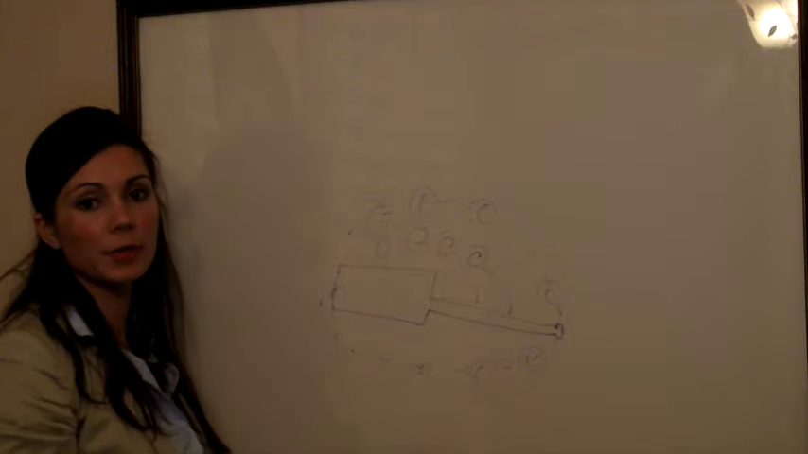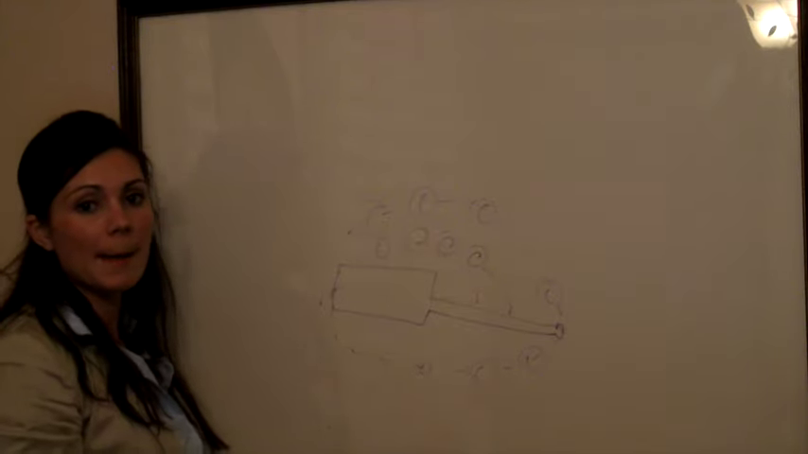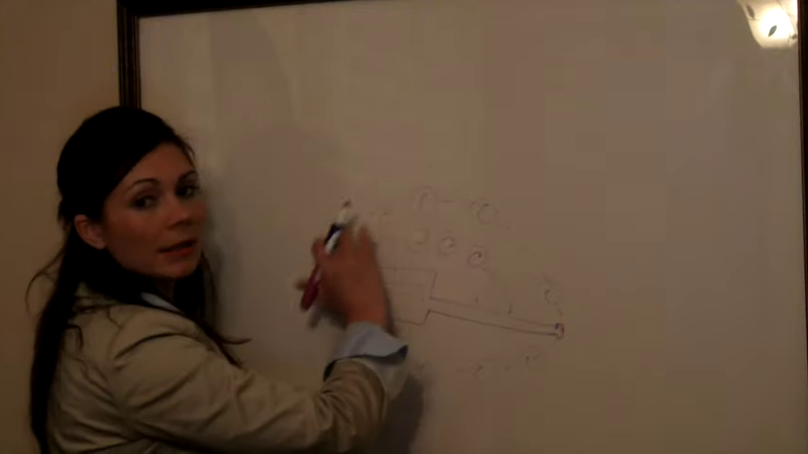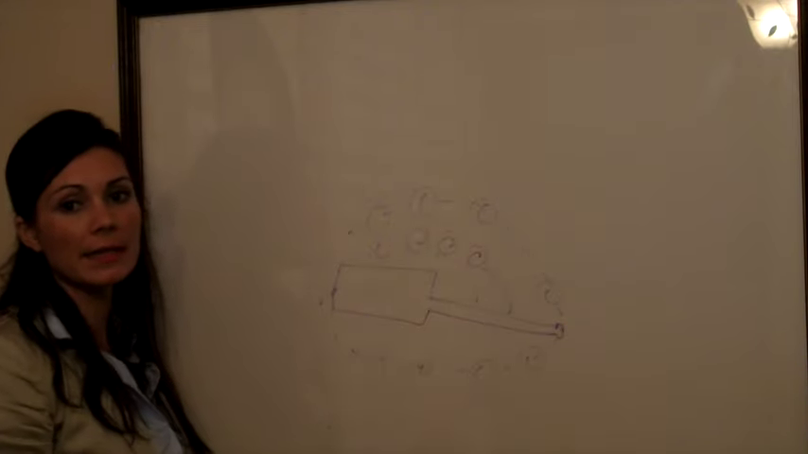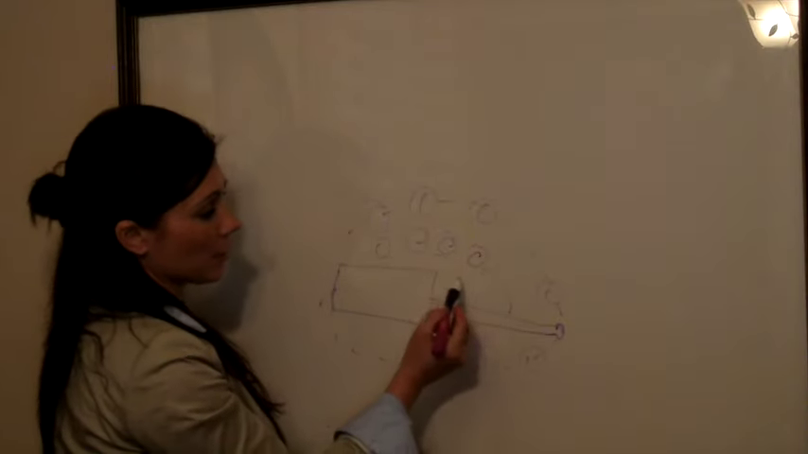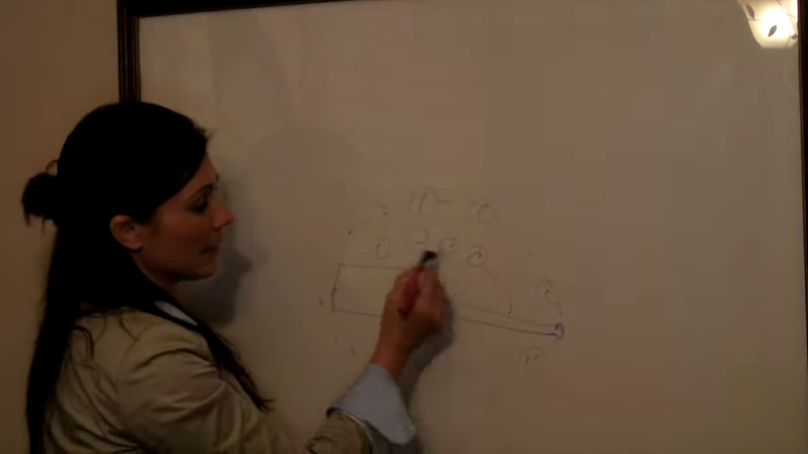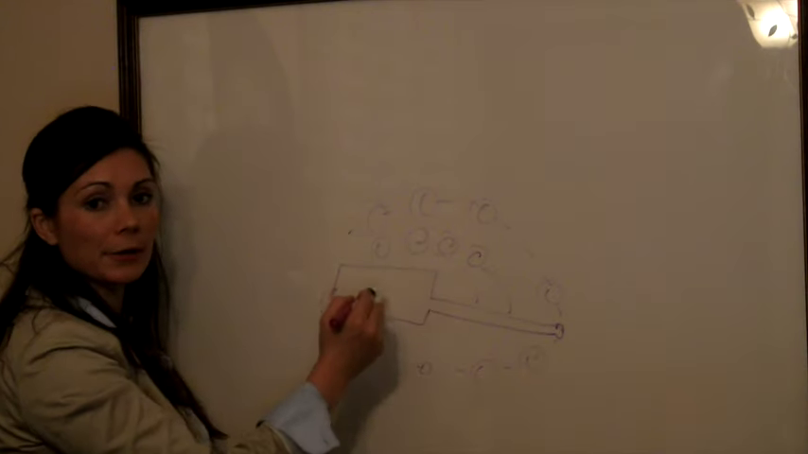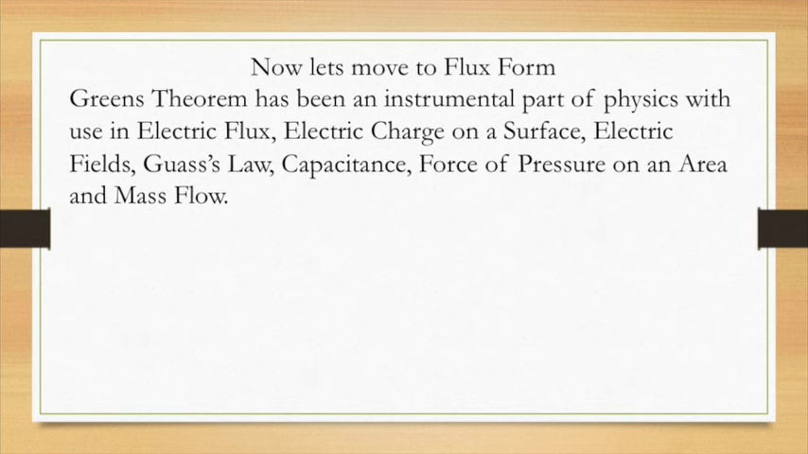Green's theorem is simply the relationship between the macroscopic circulation around the ends of the paddle and the sum of the microscopic circulations at any given point along the paddle. Green's theorem has been an instrumental part of physics with the use of electric flux, electric charge on a surface, electric fields, Gauss's law, force of pressure, and others on areas of mass and flow.